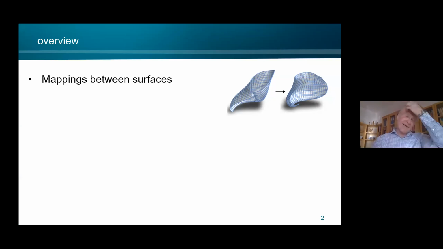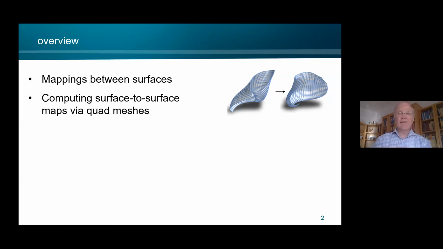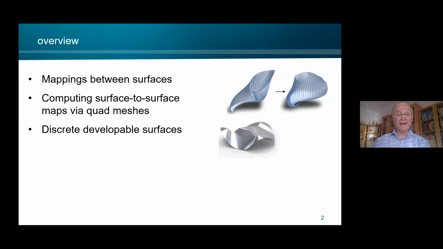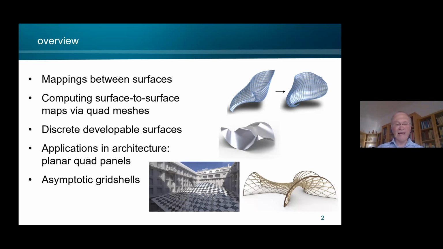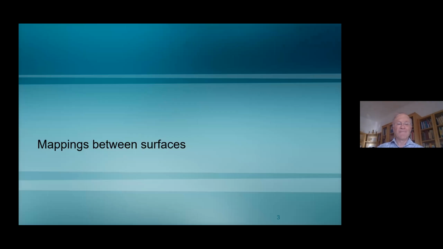So I will first say a little bit on mappings between surfaces from an elementary geometric point of view, then turn to the quad mesh case, and then say a little more about discrete developable surfaces. And finally, we will look at applications in architecture, at structures made from planar quads, and at so-called asymptotic grid shells. So let's start with some basic math.